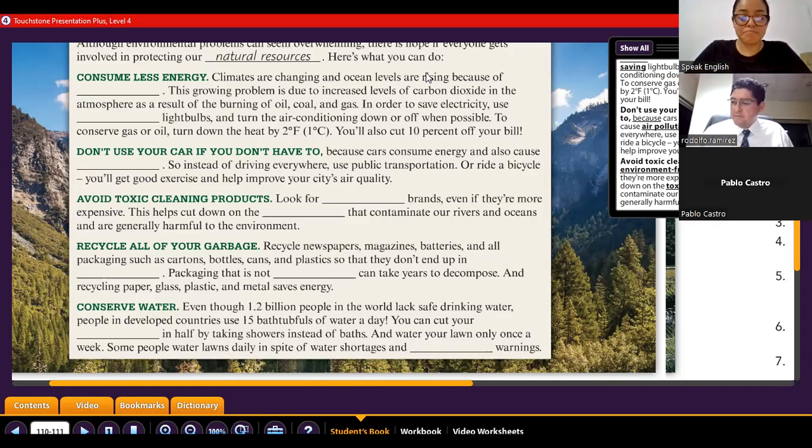In a landfill, packaging that is not... let me see, it's not biodegradable. Very good. And can take years to decompose. Recycled paper, glass, plastic, and metal saves energy. Very good. Just the pronunciation, recycling. Recycling, sorry. Yes. Okay, very good.